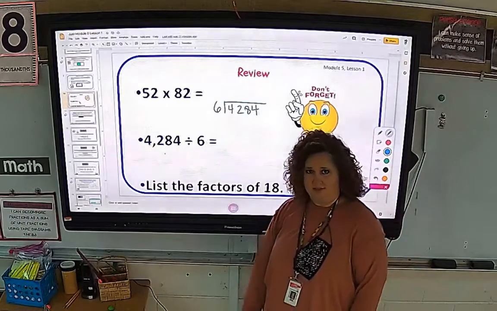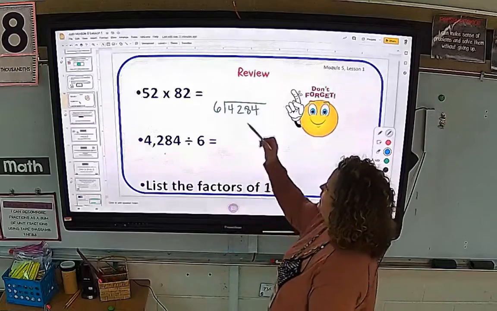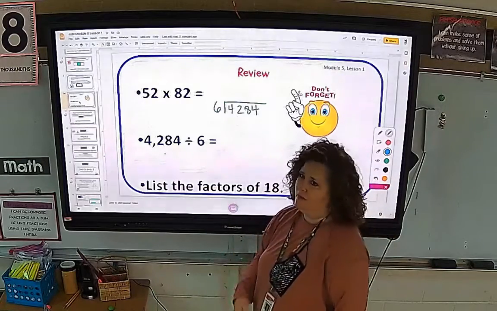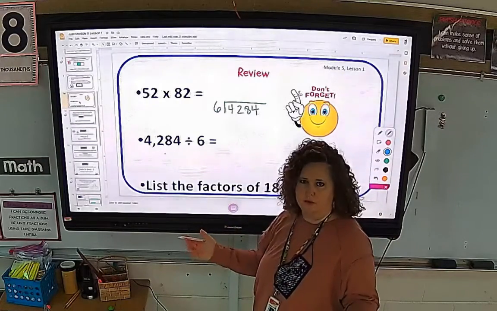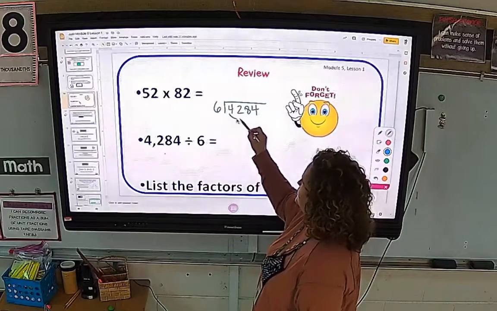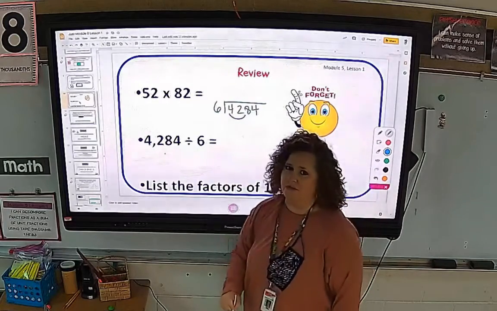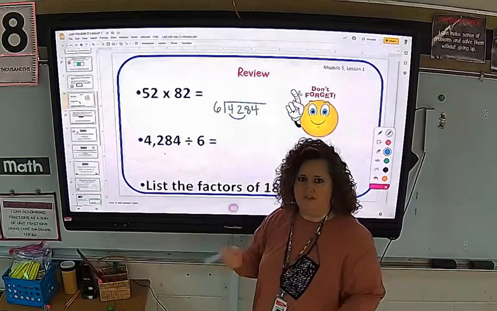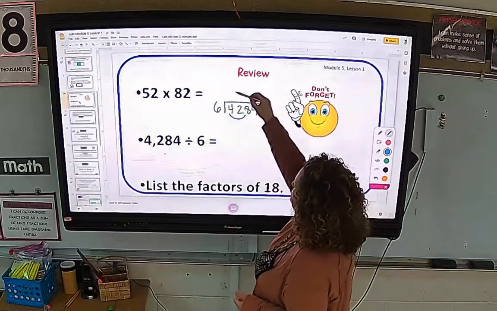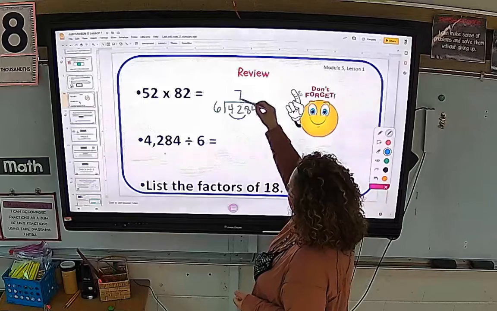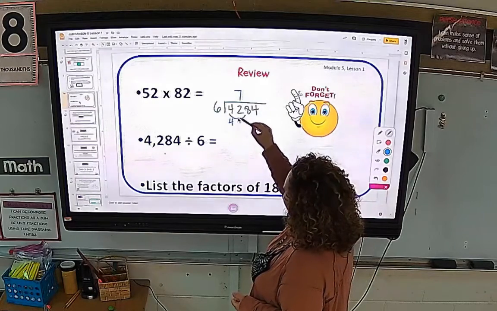Okay, we're going to check this problem. How many 6s can I get out of 4? Well, none, because 4 is too small. But I can look at 42. I'm going to grab that next digit. So how many 6s can I get out of 42? Well, that rings a bell. There's a fact family there. I know that 6 times 7 is 42.